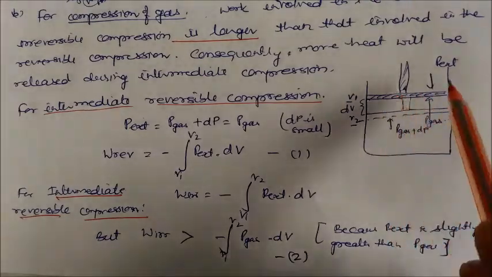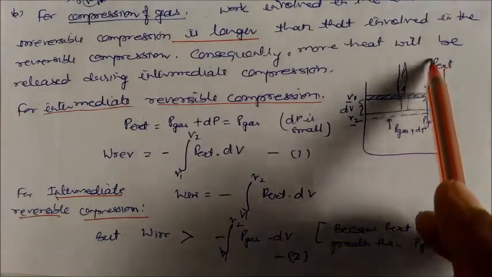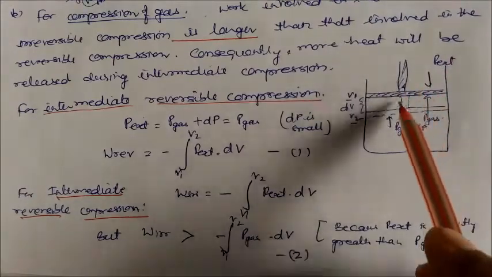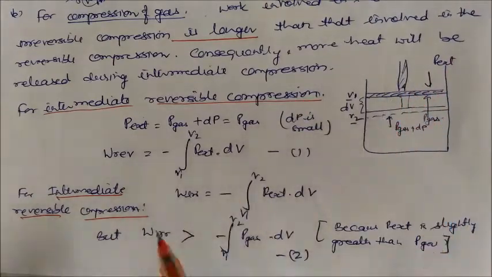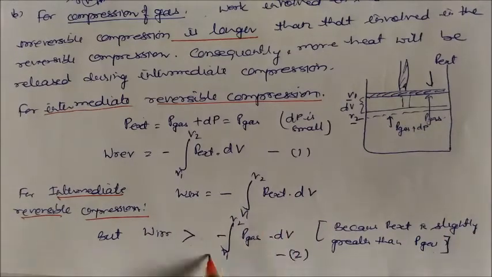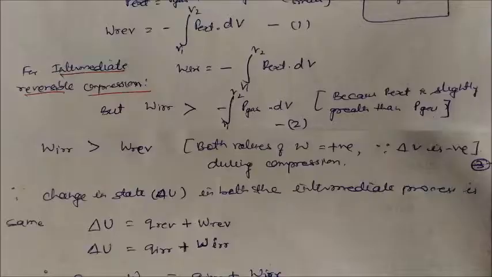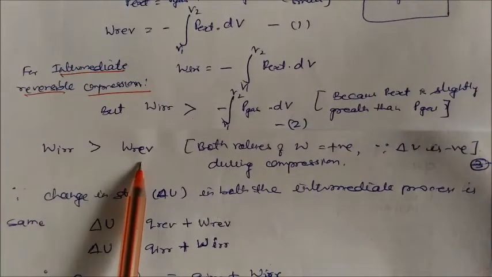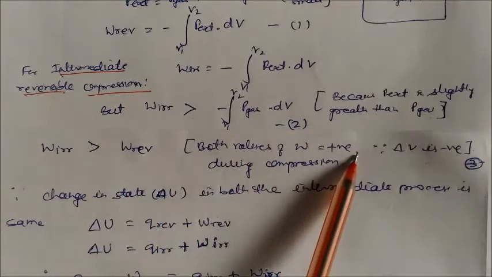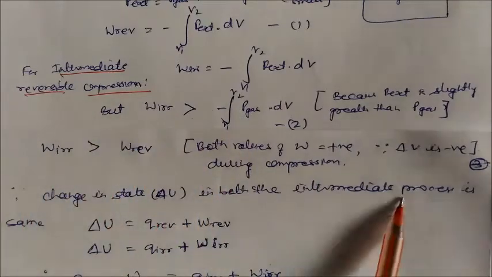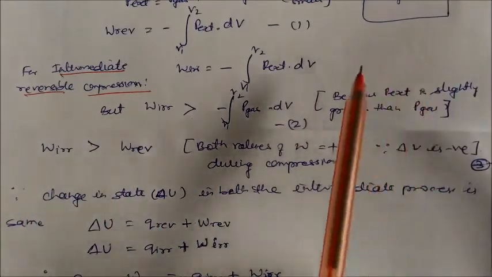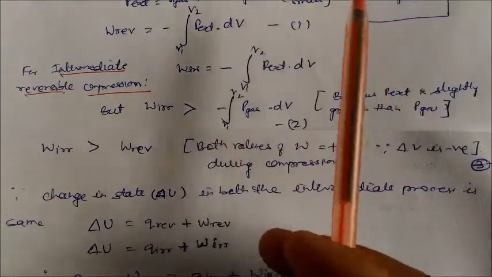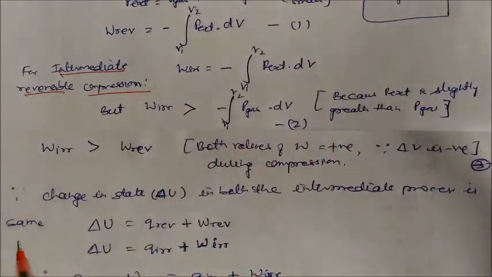When you compress it, we are increasing the pressure a little more, so P external plus P will be greater than this. That's why we are getting compression. So in this case, the irreversible work will be greater than this value. The work done during the irreversible process is greater than the reversible process, and both values of work done are positive because delta V is negative. We can see here V2 minus V1 will be negative because V2 is smaller and V1 is larger, so this will be negative during compression.